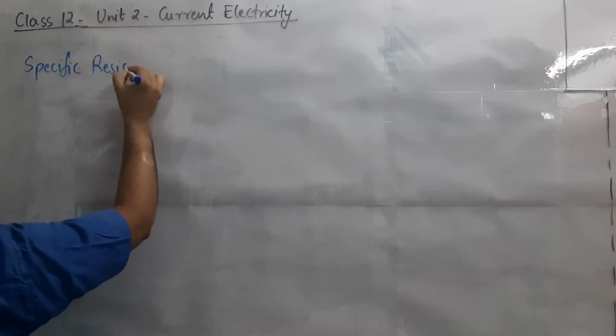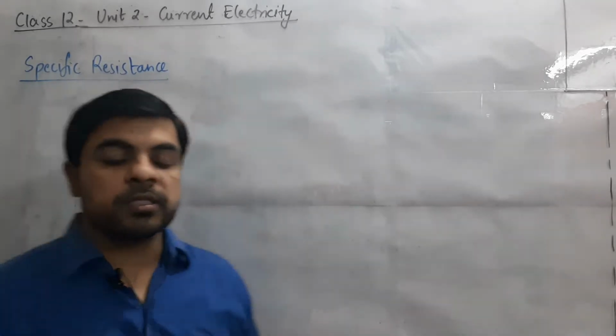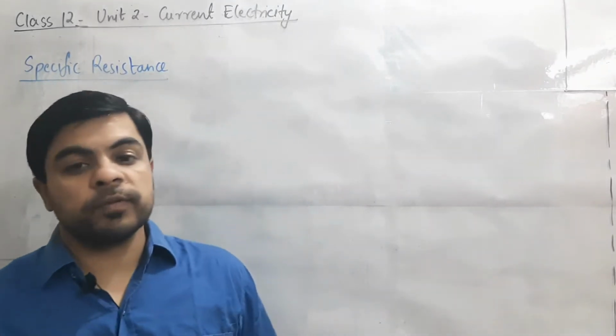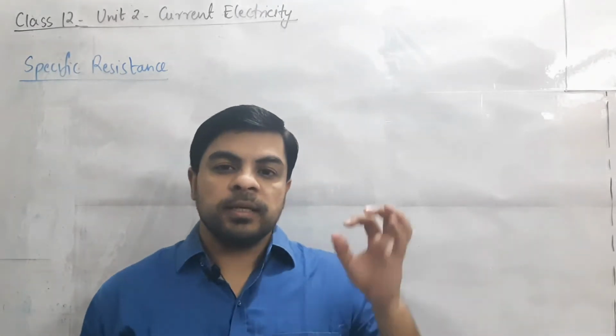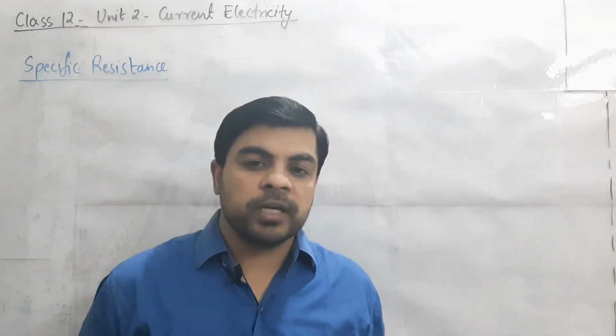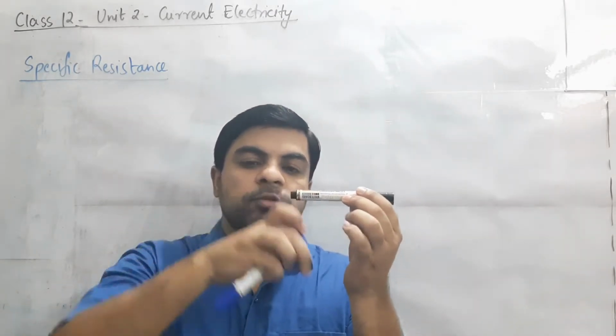In the previous class, we discussed the concept of Ohm's law. After that, we discussed the concept of resistance along with its cause. And there we studied that resistance is the property of a conductor, a medium like this wire, through which we have to pass electric current.